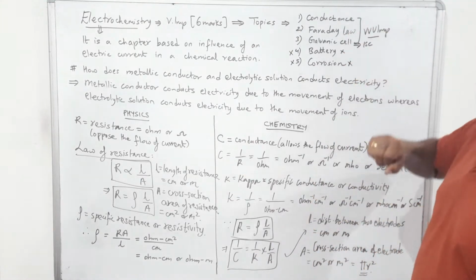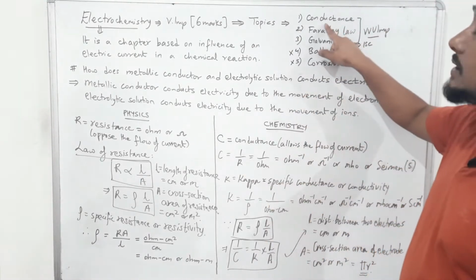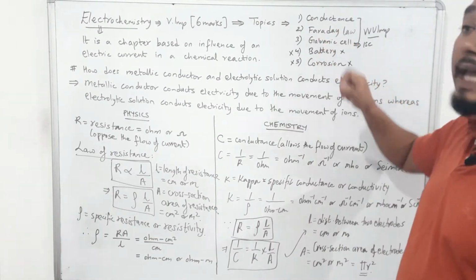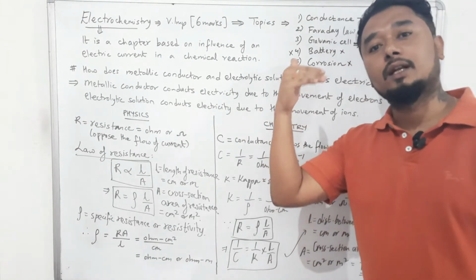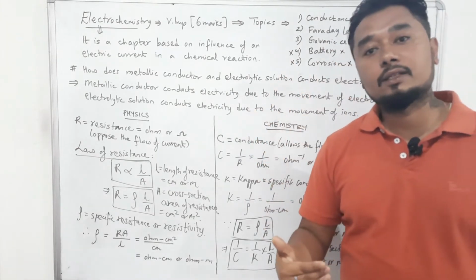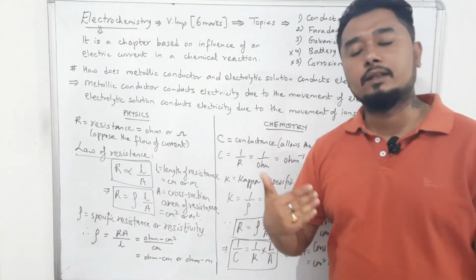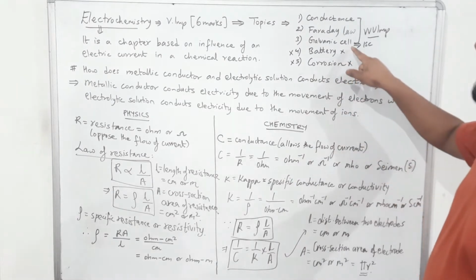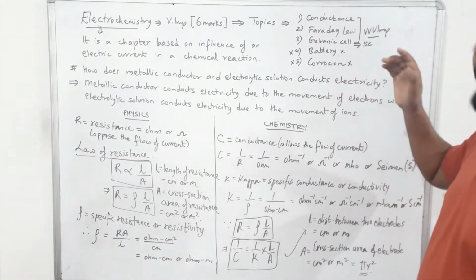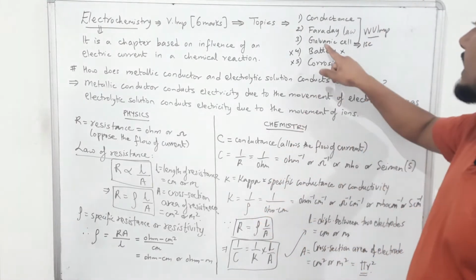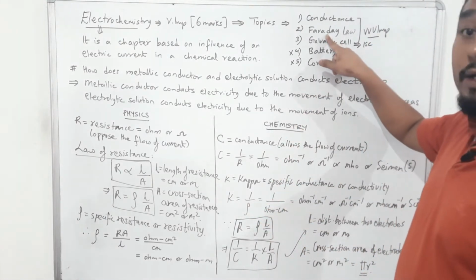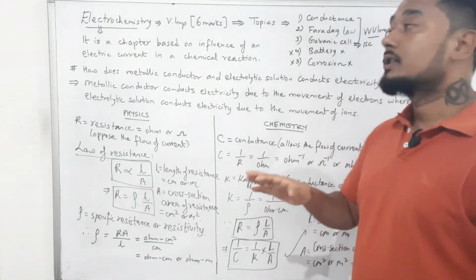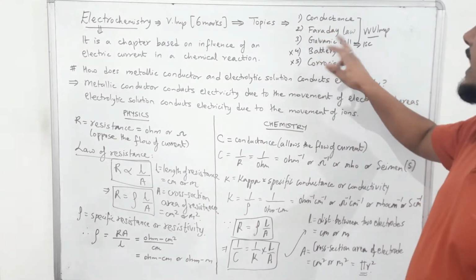So when we go with the syllabus, students, I am going to teach you first conductance, then we will learn about Faraday's law, then finally we come to the galvanic cell in this particular chapter. Do remember, in your book usually the teacher teaches galvanic cell first, then Faraday law, and finally conductance, but I go opposite. So please have patience for that. I am going to teach you first conductance, then Faraday, then galvanic cell.